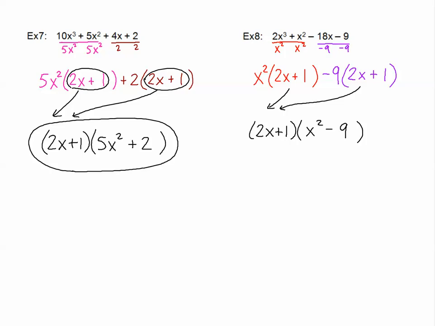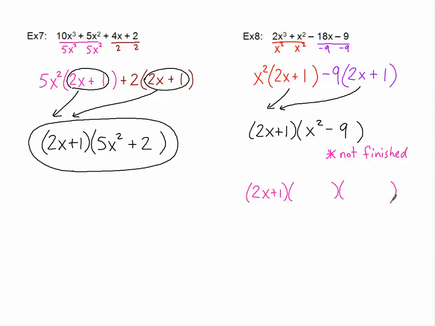I hope that you see why we're not finished. This goes back to the first tutorial from today. This 2x plus 1, well, there's nothing to do with that, just like there's nothing to do with this 2x plus 1. But this we can do more with. This is a difference of two perfect squares. We can factor x squared minus 9 a little bit more. So the 2x plus 1, we're not doing anything more with that.